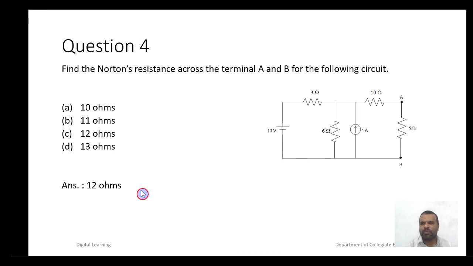Question number 4. Find the Norton's resistance across the terminals A and B for the following circuit. The options are 10 ohm, 11 ohm, 12 ohm, 13 ohm. The correct answer is 12 ohm.